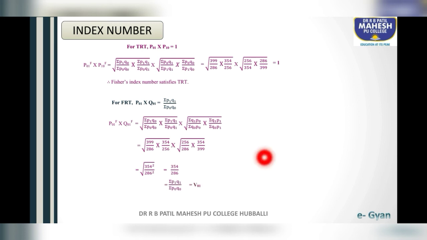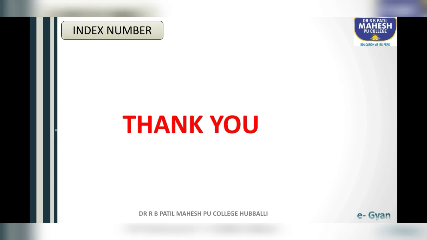So 354 means this is summation P1 Q1. 286 means summation P0 Q0. So this becomes P01 into Q01 is equal to summation P1 Q1 divided by summation P0 Q0, or it is V01. So therefore, Fisher's index number satisfies FRT. Okay students, so in the next class we are going to discuss cost of living index number. Okay students.